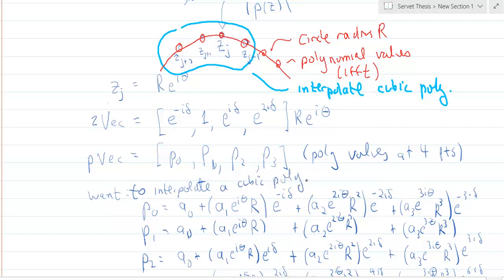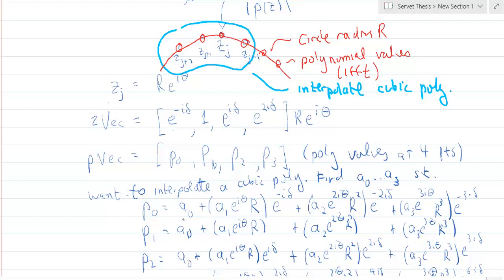All right, so that means I need to find a0 up to a3 such that these equations hold. My interpolated polynomial looks like a cubic like this. All right, so P0 is the value at this point. Actually, it's at Zj minus 1. P1 is the value of the polynomial at Zj. P2 is the value of the polynomial at Zj plus 1, and so on. But all of these I'm expressing using the same cubic. And the cubic coefficients are a0, a1, a2, and a3.